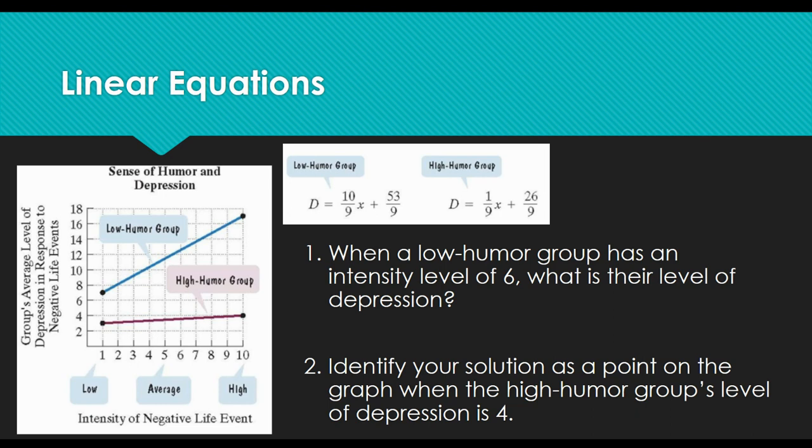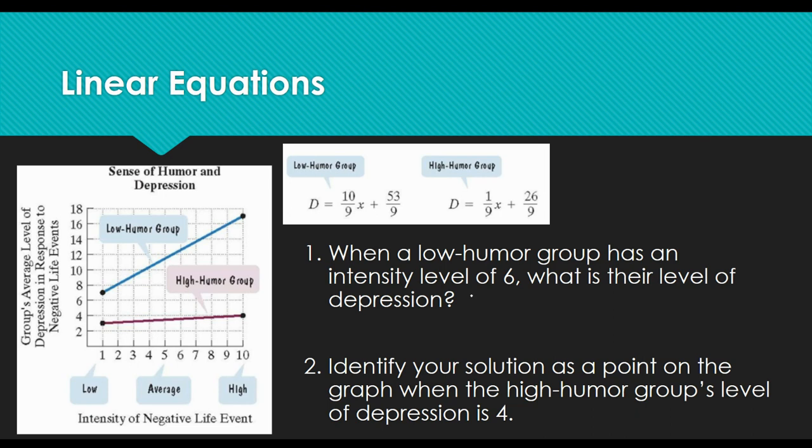Notice that the intensity of negative life of x is going to be on the bottom. That's the x value. And then we're dealing with the depression for the y. Okay, so if it's saying that we have an intensity level of 6, that's going to be on the x-axis. We're looking at low humor. That means we're looking at the blue line. And so if I go up, I can roughly see that it's going to be somewhere in between 12 and 14. And so because we might not have an exact number there on the graph, that's when I would maybe shift my focus over to the equation that's given.